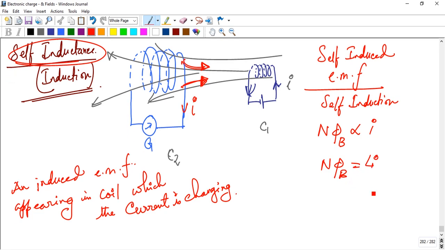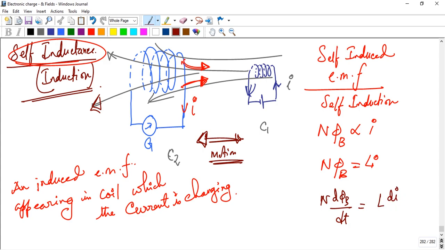You know that. Now here we see that if two coils are in motion, the magnetic field is changing with respect to time. Now differentiate this equation with respect to time: N d phi B by dt equals L dI by dt. Now we put a minus sign on both sides, and we know that minus N d phi B by dt means EMF from Faraday's law, that is equal to minus L dI by dt.